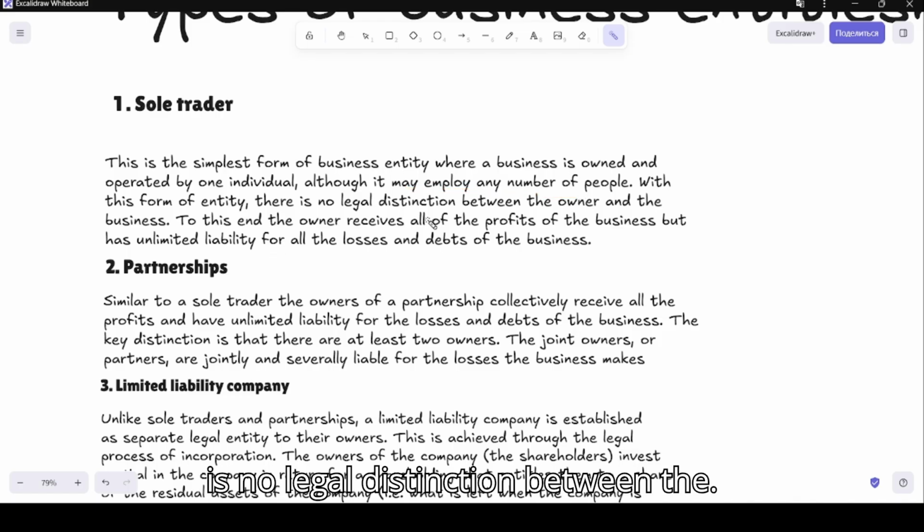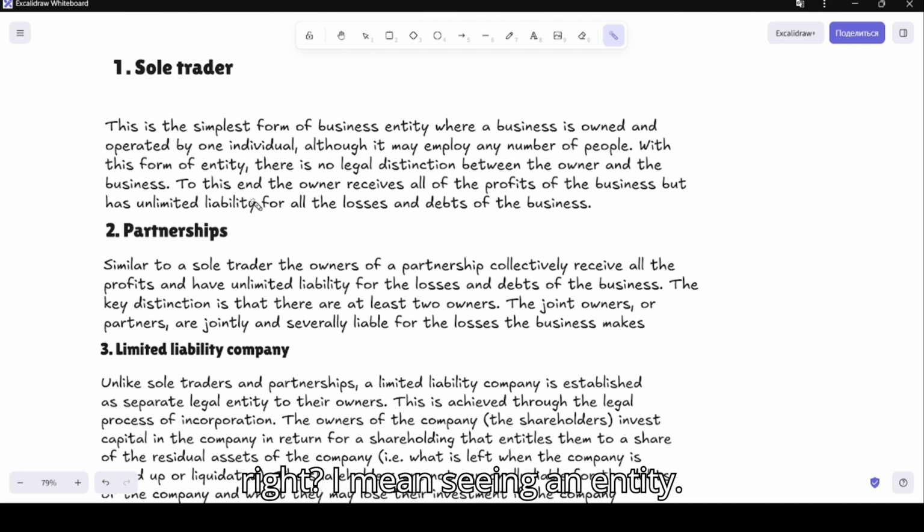With this form of entity, there is no legal distinction between the owner and the business. That means in accounting, sole traders and their businesses are the same, one single entity. However, from a legal perspective, they can be considered other entities, and we will talk about that in the next lesson. The owner receives all of the profits of the business, but has unlimited liability for all losses and debts of the business. In this example, your uncle is responsible for the debts of the business. If the business cannot cover its debts or losses, your uncle will pay them himself.